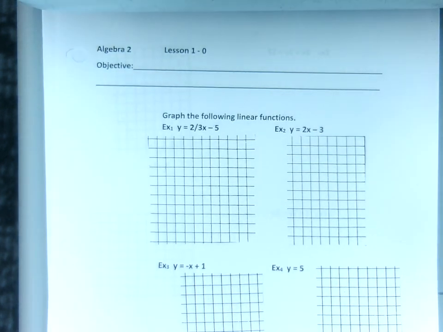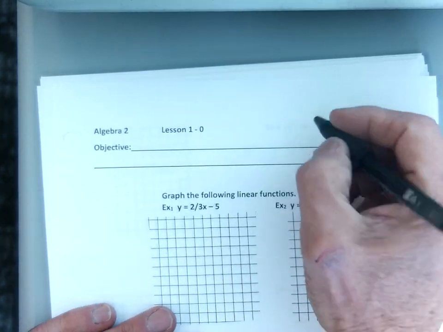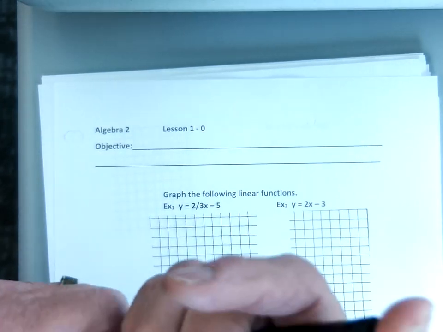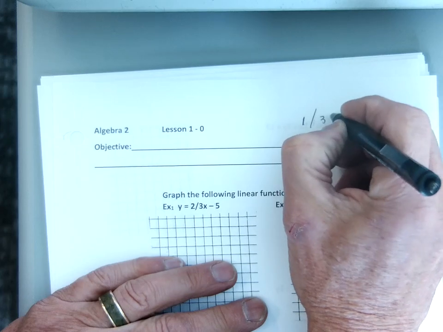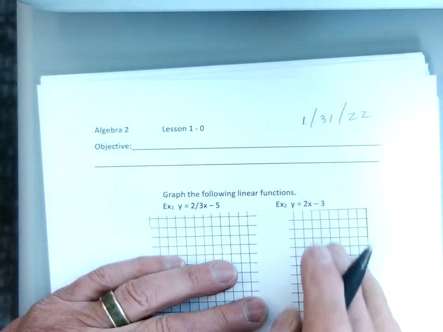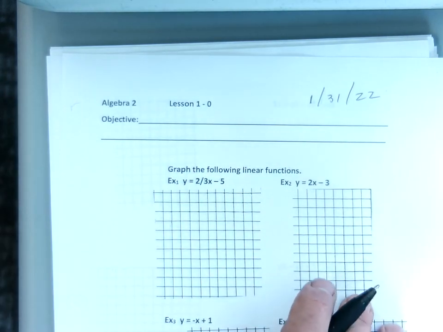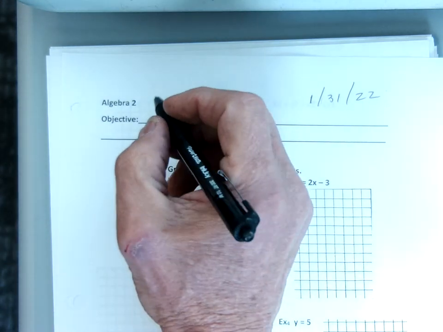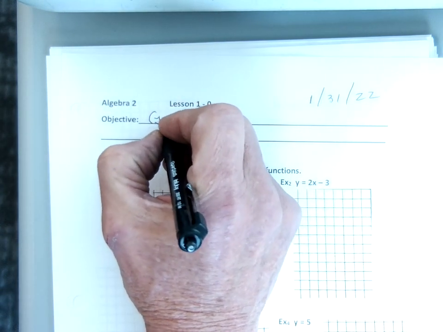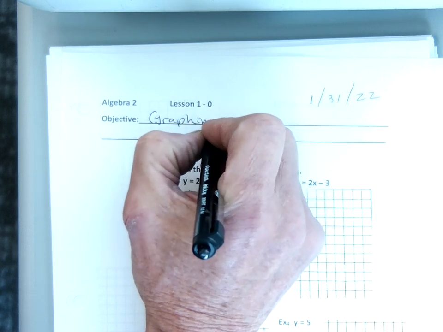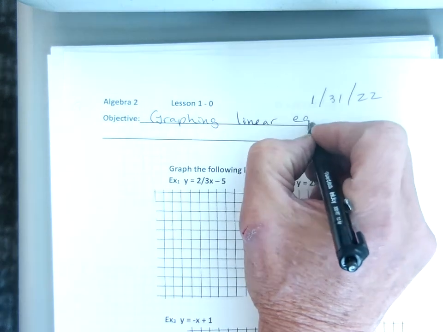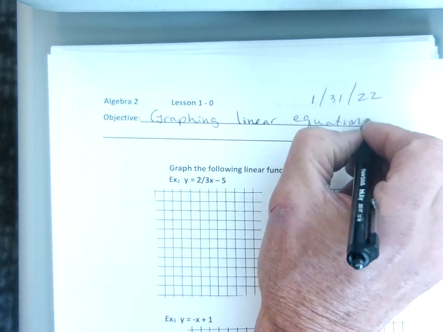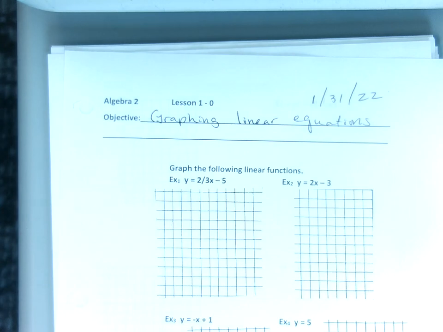Here we go. Today's date, 1/31/22, okay? What we want to talk about today is graphing linear equations. We're going to graph a lot of different lines in this class.